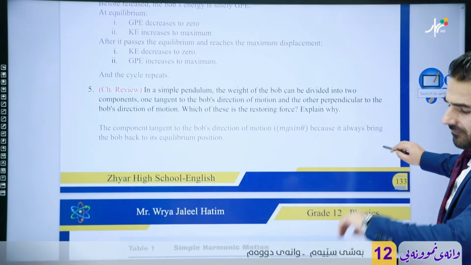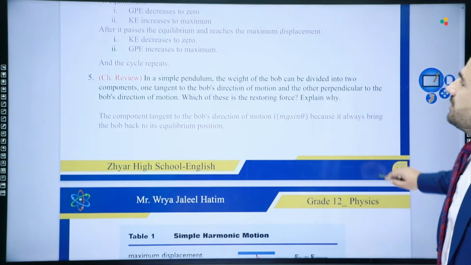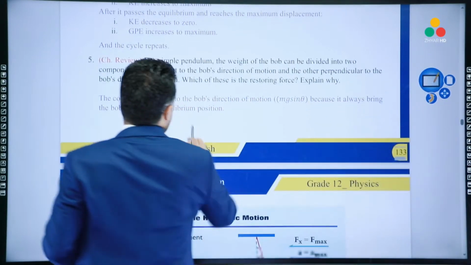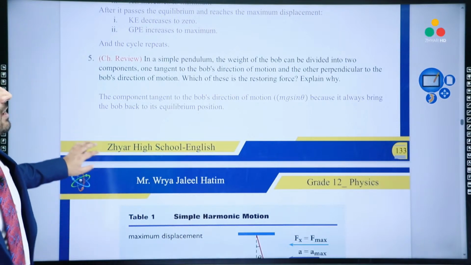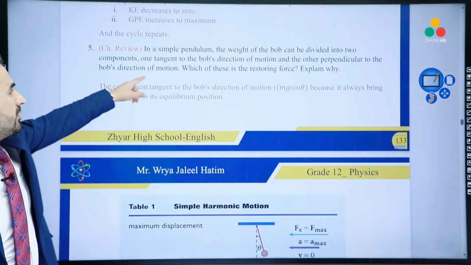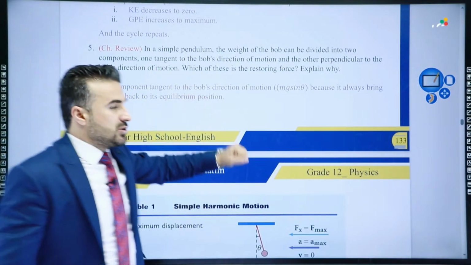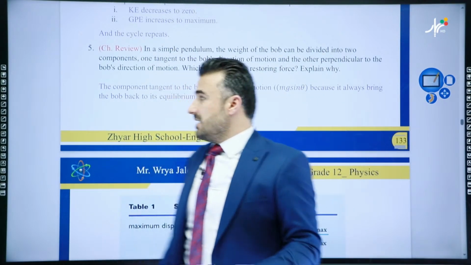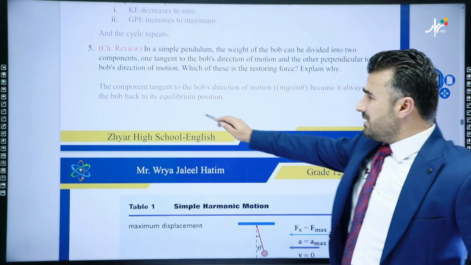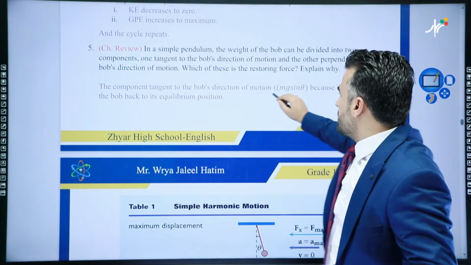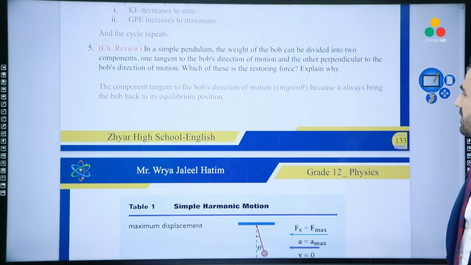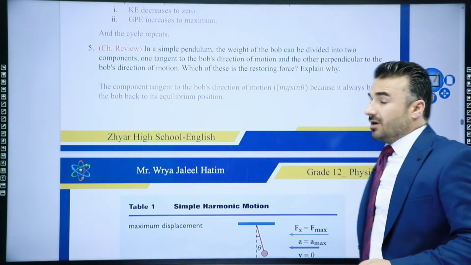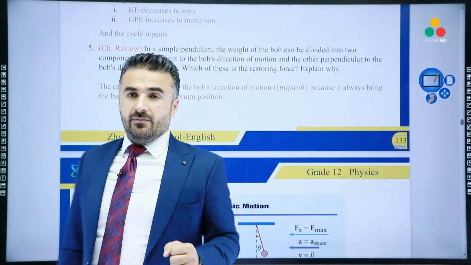Question 5 says, in a simple pendulum, the weight of the bob can be divided into two components, one tangent to the bob's direction of motion, and the other perpendicular to the bob's direction of motion. Which of these is the restoring force? Explain why. And of course, the component tangent to the bob's direction of motion, mg sine theta, because this one always brings the mass back to the equilibrium position.